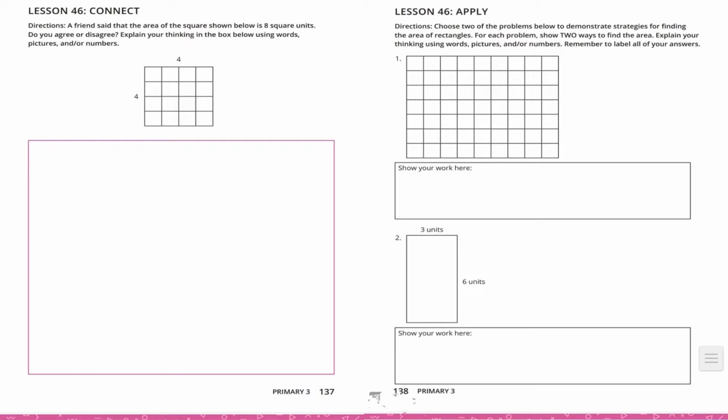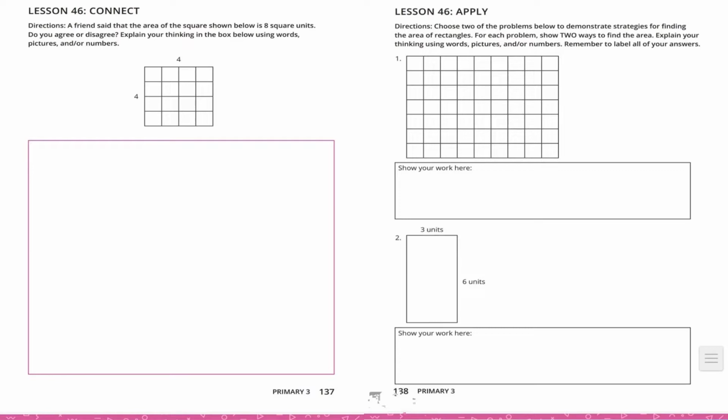It has 4 squares in each column and 4 squares in each row. We have 4 and 4, so it has equal sides. This shape is called what? If we have equal sides, it's a square. Yes, it's a square.